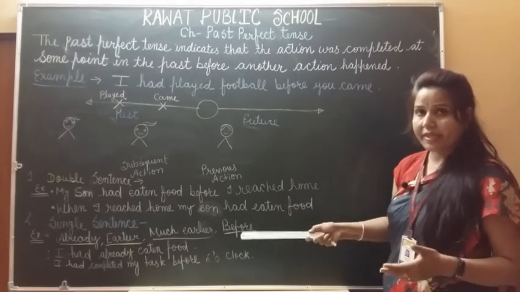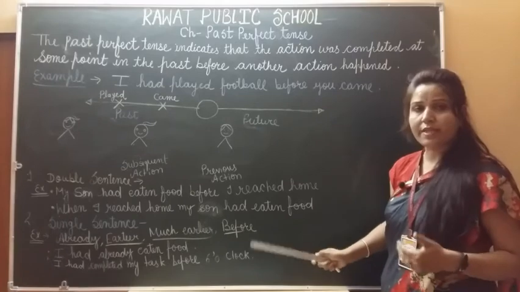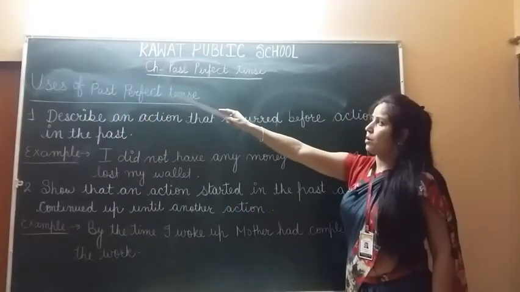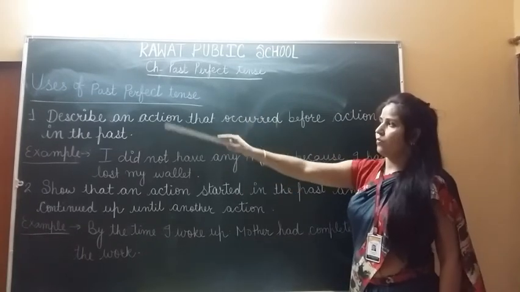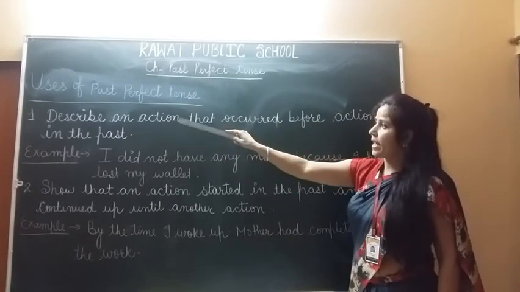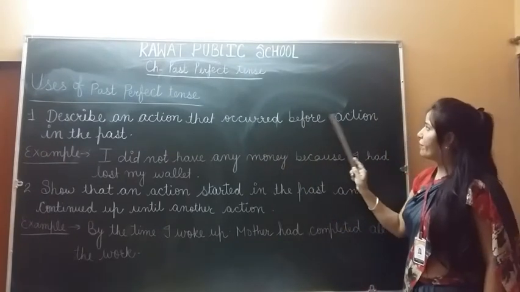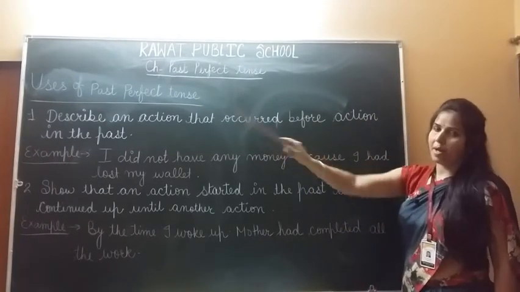I had completed my task before 6 o'clock. Okay, so uses of past perfect tense. First use, describe an action that occurred before another action in the past.